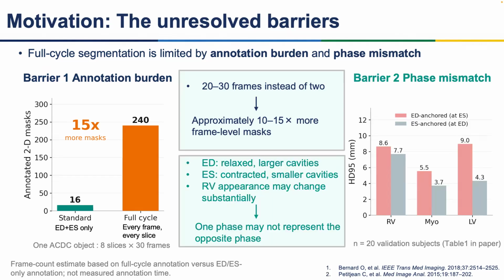For phase mismatch, cardiac anatomy changes substantially between the relaxed geometry at end diastole and the contracted geometry at end systole. A model initialized at only one phase may therefore fail when representing the opposite extreme of the cardiac cycle. Importantly, our data do not support a claim that error monotonically increased with temporal distance. The supported failure mode is phase mismatch between the two cardiac extremes. This leads directly to our research question.